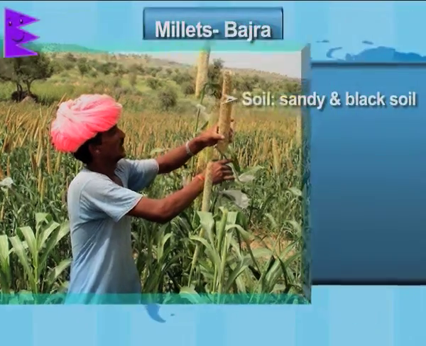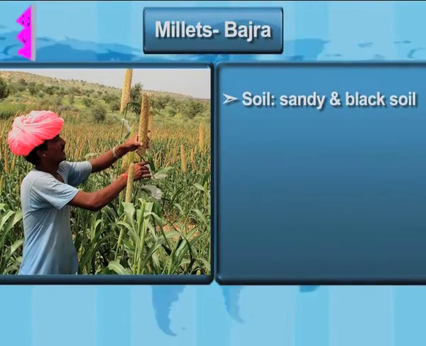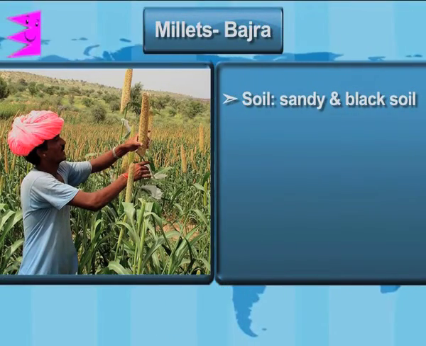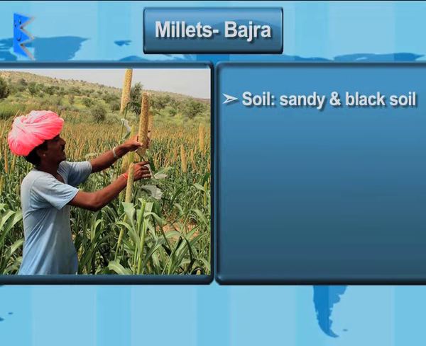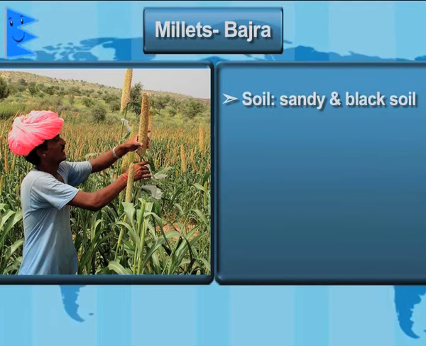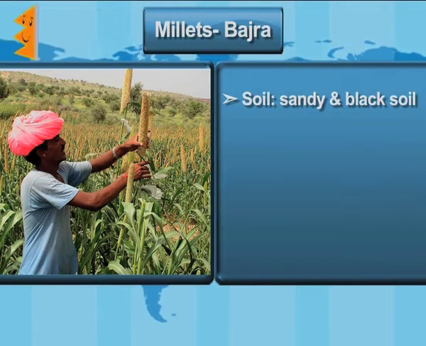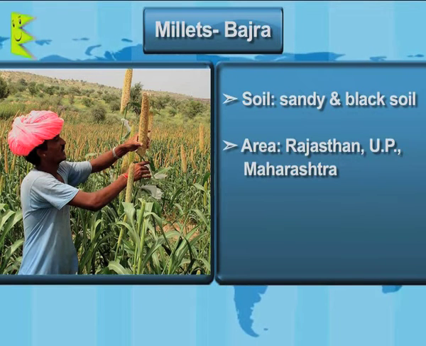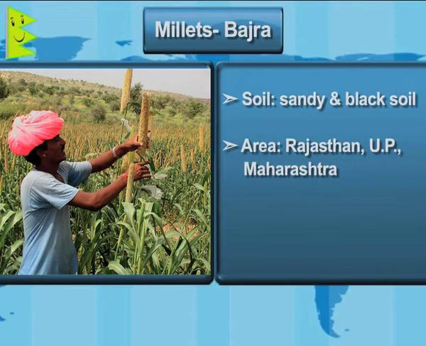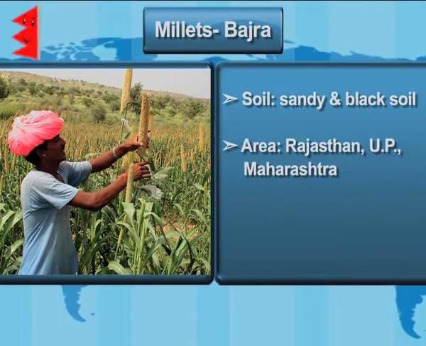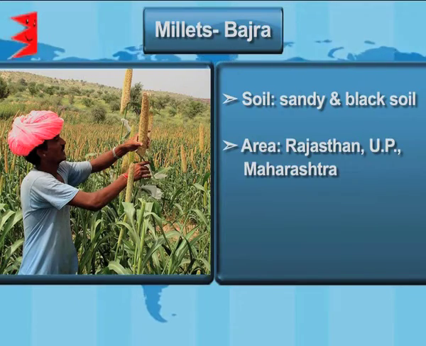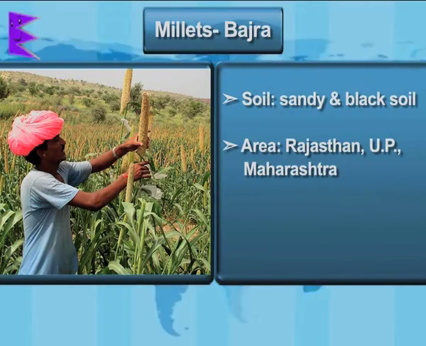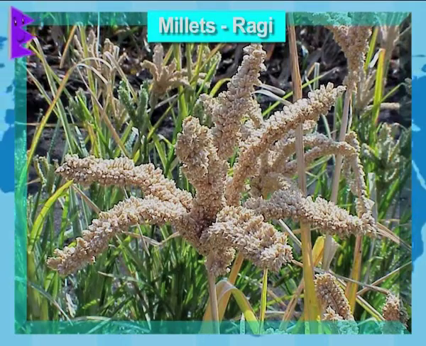Next we move on to bajra. As soon as I say bajra, you just remember Rajasthan. But bajra can be grown on sandy and black soil. So, the areas where bajra can be grown, of course, the first state is Rajasthan, but even Uttar Pradesh and Maharashtra grow bajra.